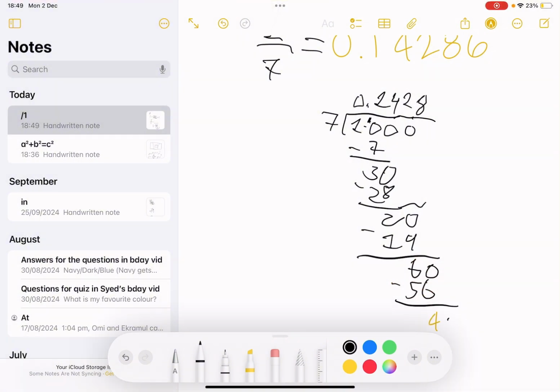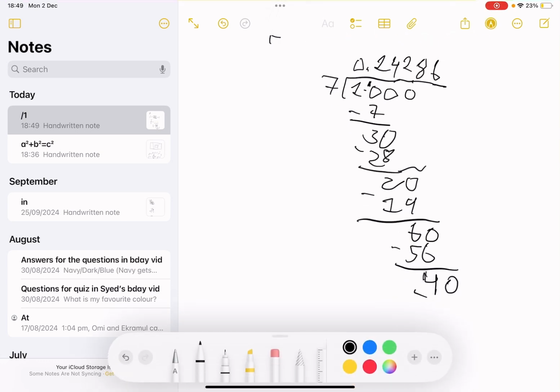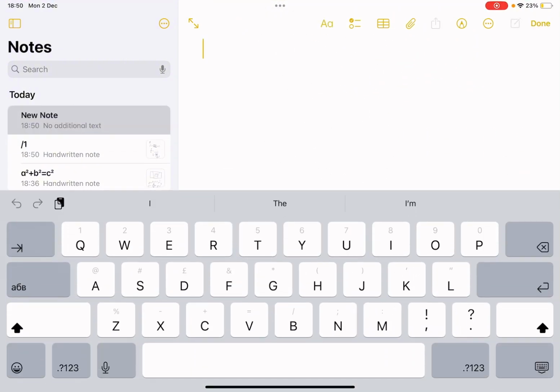40, because you bring down another 0. And then 7 goes into 40 how many times? Well, that would be 6 times. Okay, and then now minus 7 times 6 is, no, I'm just joking. It goes into it 5 times, okay? Because 7 times 6 is 42. Now you may be wondering, then why did it say 6? Don't worry, whoops, I did not mean to do that.